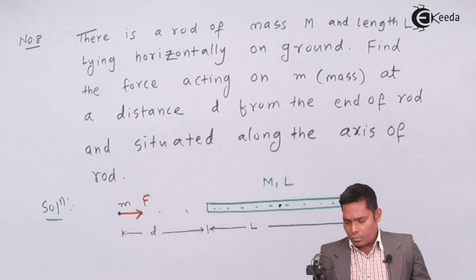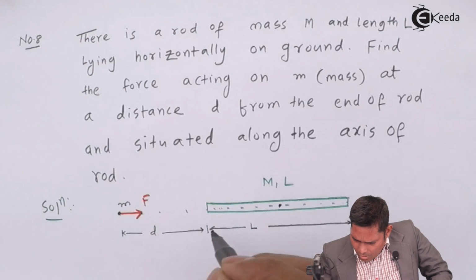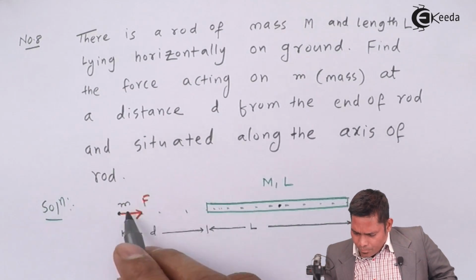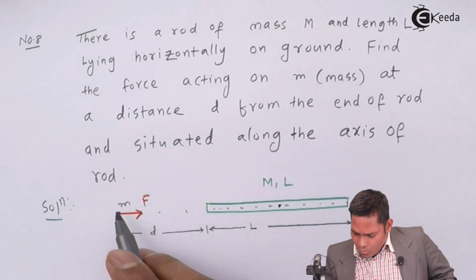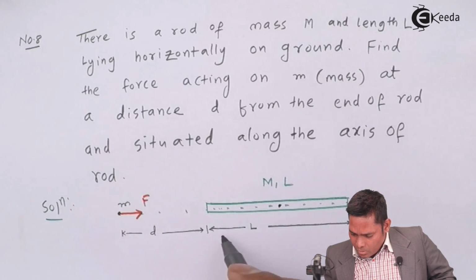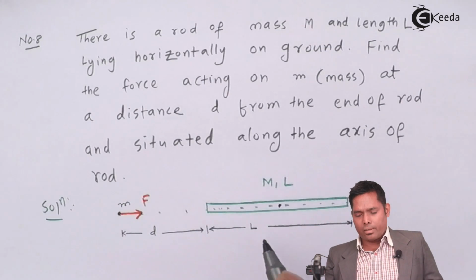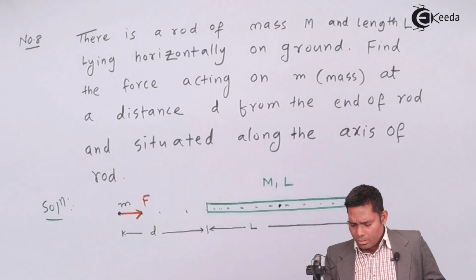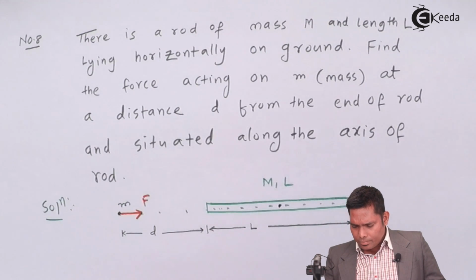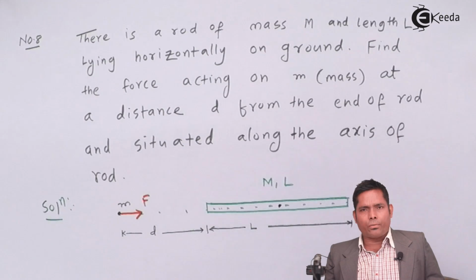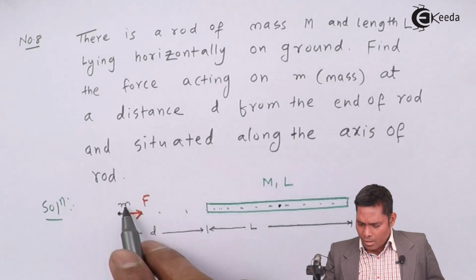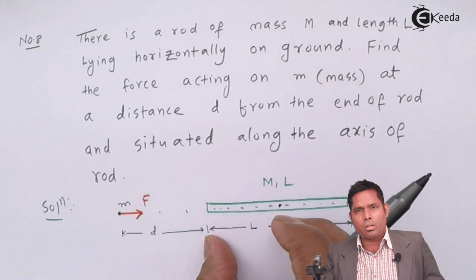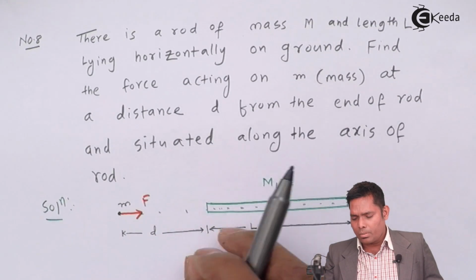Now to find the force acting, we cannot write that F is G m m over d square, or G m m over d plus L by 2 whole square, because this is an extended object. If you are thinking of writing this as G m m over d plus L by 2 whole square, because the center of mass of this rod will be here, then this is wrong.